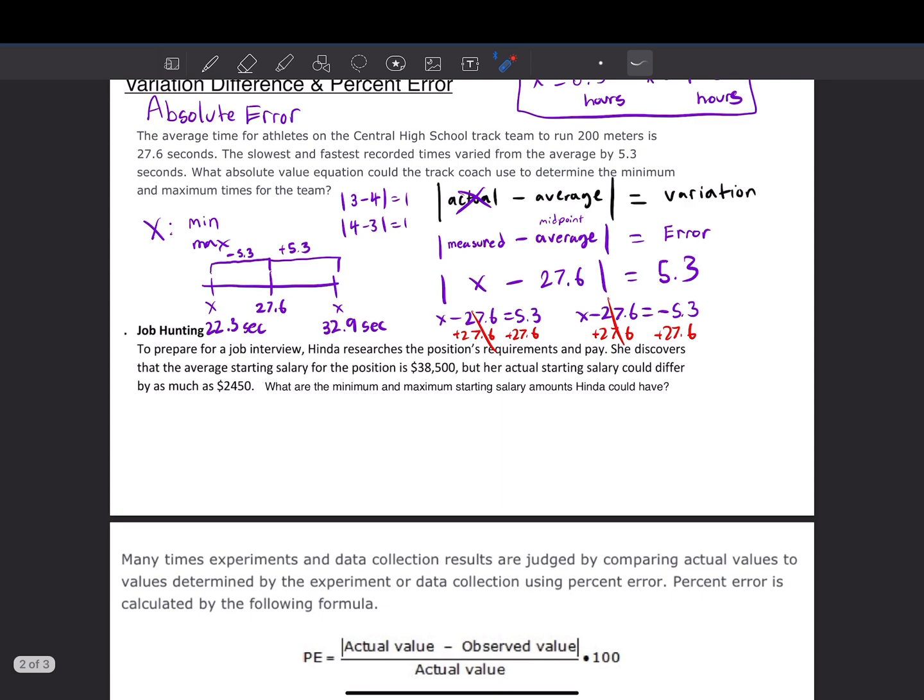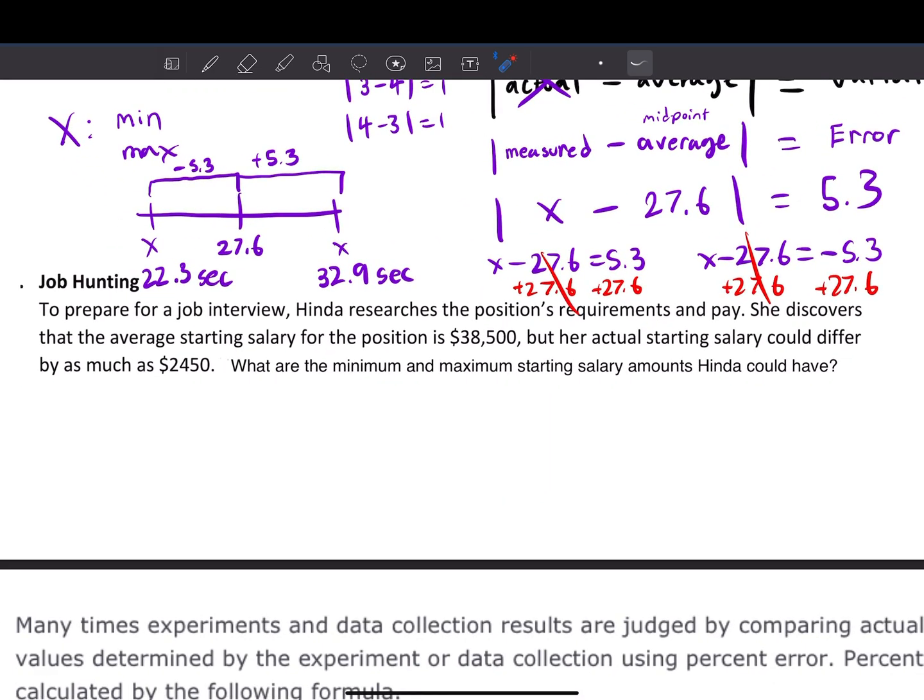Okay, another way that this problem, or absolute error or variation error, can be used is in average salary, or really any average. Anything that has an average we could use this with, because we're talking about the midpoint. So we have a target value. To prepare for a job interview, Hinda researches the position's requirements and pay. Always find out how much you're going to get paid. She discovers that the average starting salary for the position is $38,500. So if you asked 10,000 people who have Hinda's job, or the job Hinda wants, what their salary is, it should average out to $38,500.